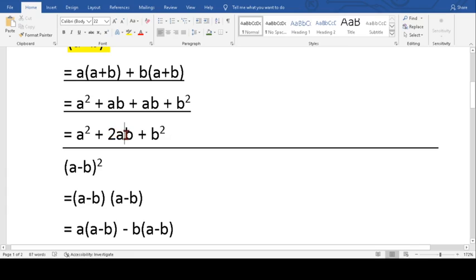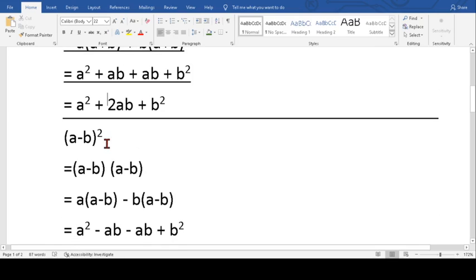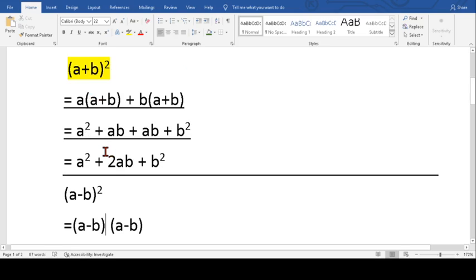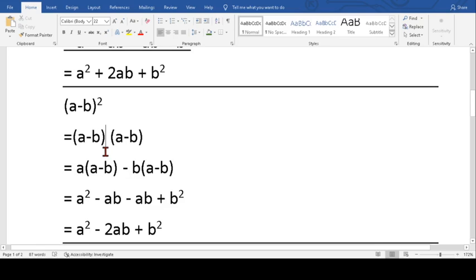In the same way, (a minus b) whole square: we know that a square means a into a. In the same way, (a minus b) whole square means (a minus b) into (a minus b). So we will multiply the terms. With a we will multiply (a minus b), and again with minus b we will multiply (a minus b).